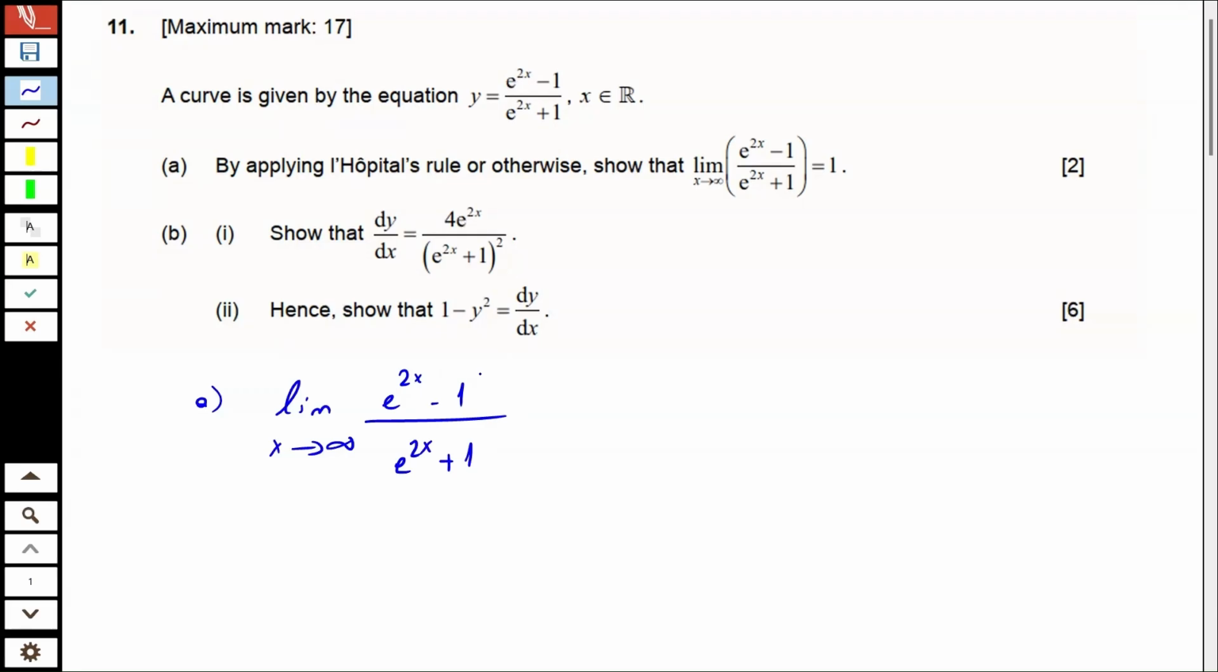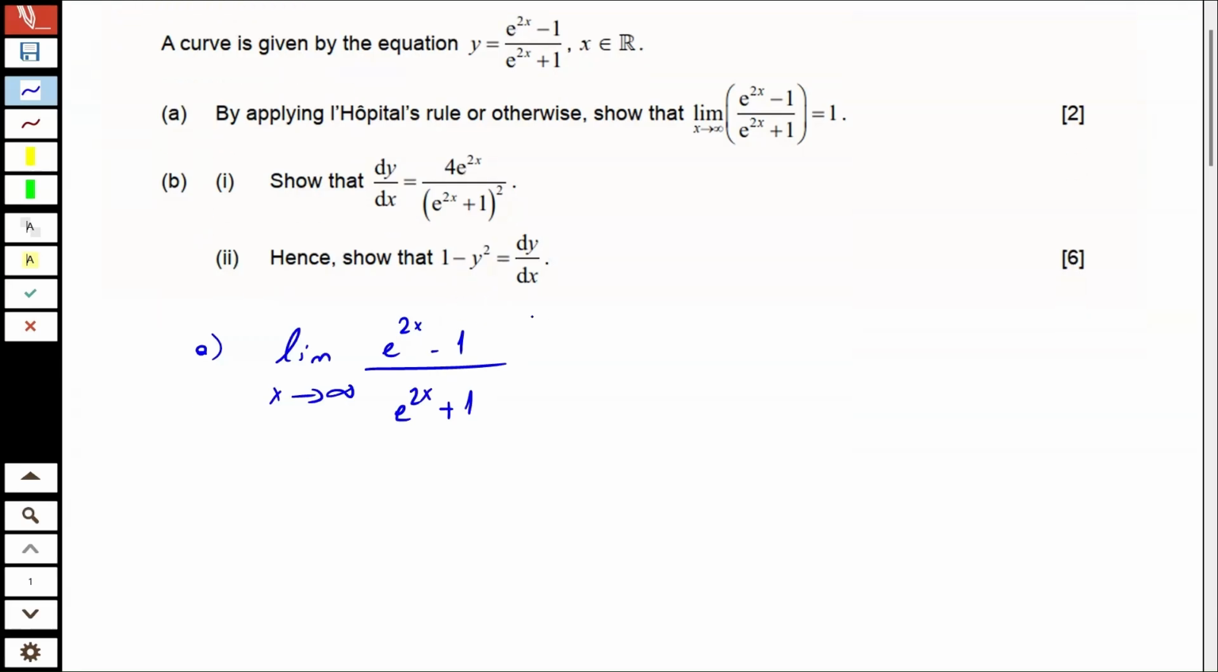We can apply L'Hopital's rule. What's that? We're going to find the derivative of the numerator and denominator, and keep going to apply the limit of the function. Just find the derivative of the numerator, which is 2 times a to the power of 2x, minus the derivative of the constant, which is 0, and the denominator's derivative is also 2 times a to the power of 2x. In this case, they cancel each other, and the limit is going to be 1.